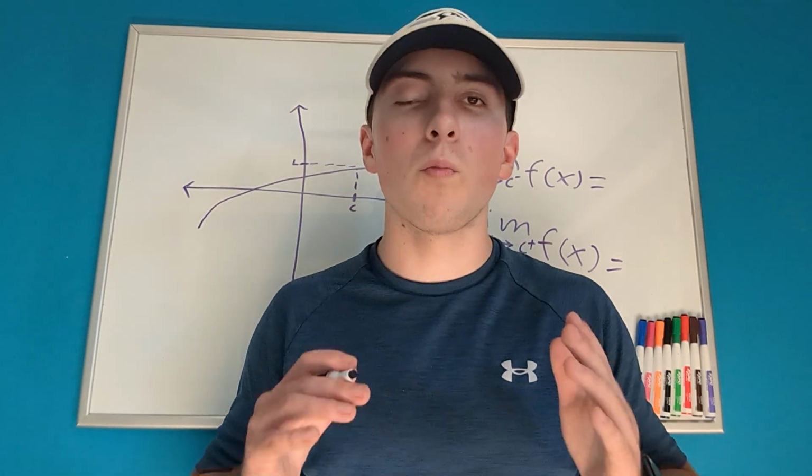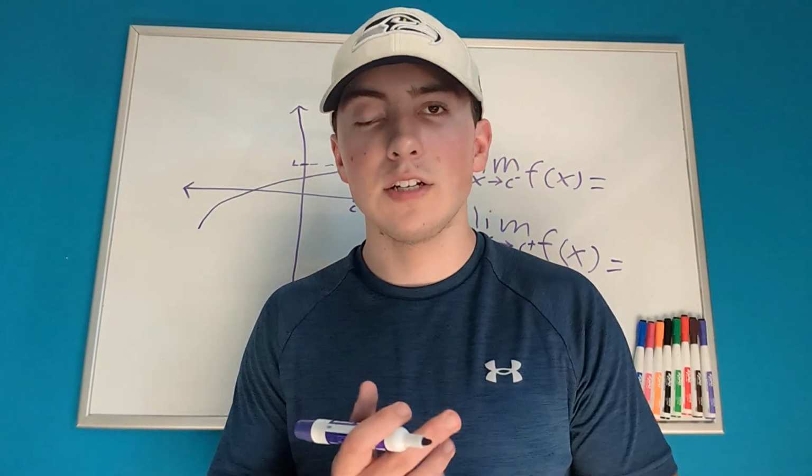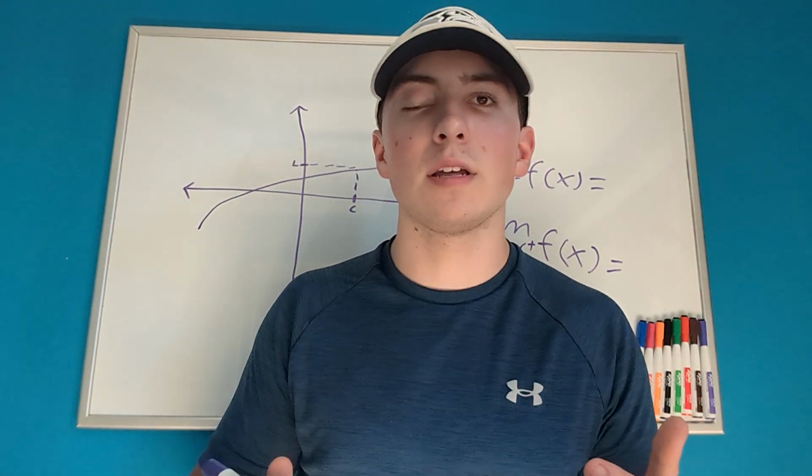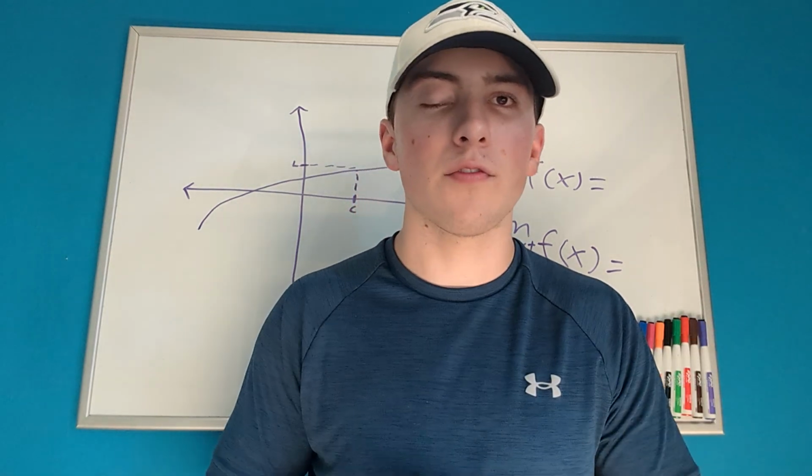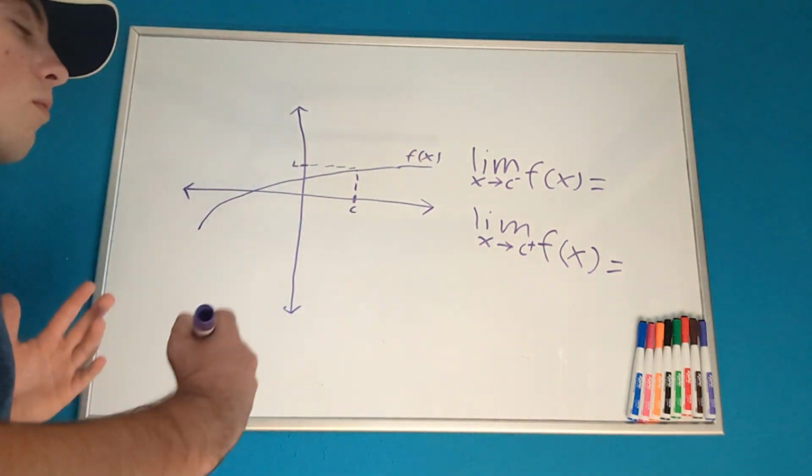Today I want to talk about one-sided limits. So you might have seen two-sided limits before. Actually, I'm assuming that you have, but you probably haven't seen a one-sided limit before, or you're seeing it for the first time. So what does that look like?